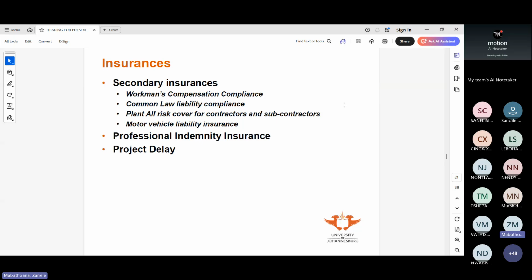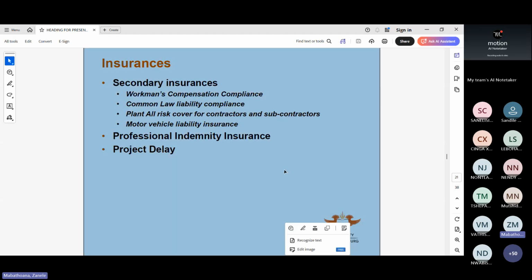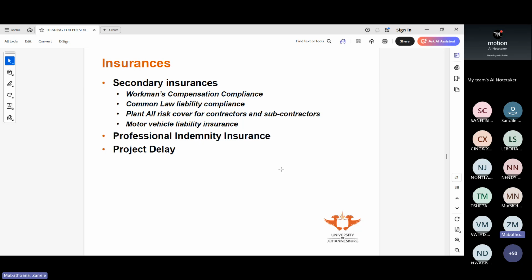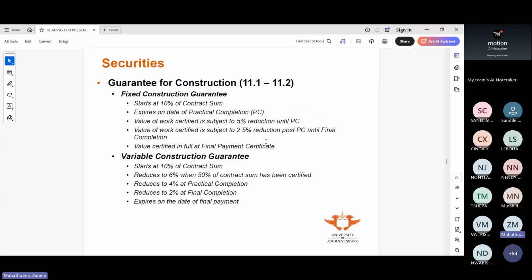And then you have your professional indemnity insurance, which covers the professionals that the client would have contracted to design the project. In the event that they fail in their duty, you can claim from their professional indemnity. Then you can insure project delay, depending on what's available in the market. Okay, so I just thought I should give you a bit more detail so that when a question comes in the exam, you don't say we never discussed this in class.